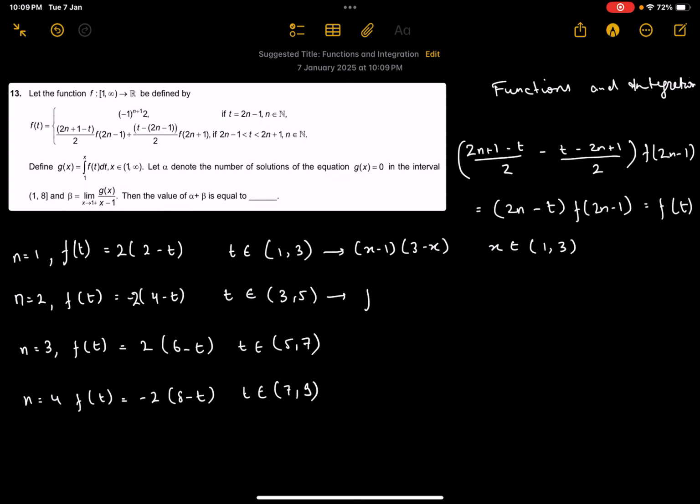Here it will be the integral from 1 to 3 of 2 into (2 minus t) dt plus the integral from 3 to x. So this definite integral we already know. The indefinite integral for this we already know is this. So replacing x by 3 we get this becomes 0. So we can ignore this factor. This is 0. So all we need to do is evaluate this.